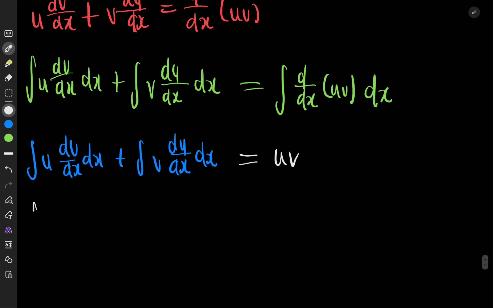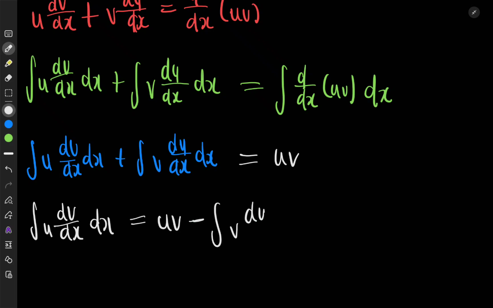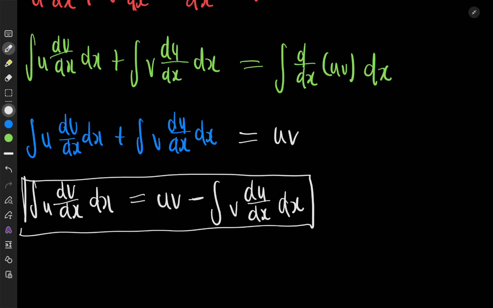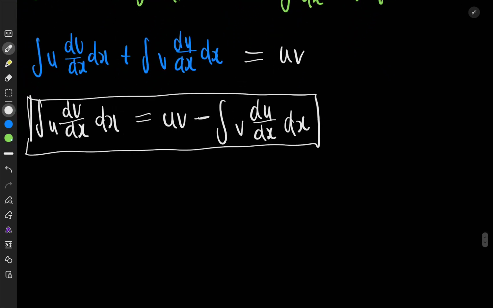So from here we can say the integral of u dv dx with respect to x is going to be equal to uv, then we take this to the other side, minus the integral of v du dx, and we are integrating it again with respect to x. And here is the by parts formula, which we remember we say that it works. Okay, it works. So let's write it one more time.